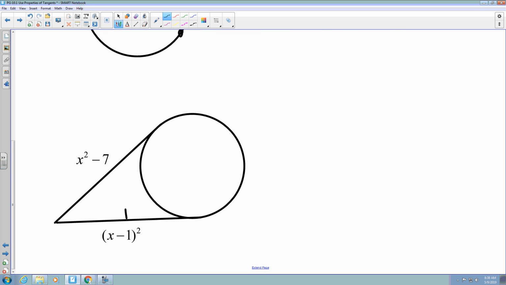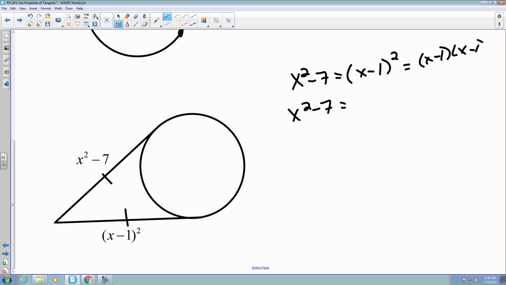Looking at this one, same thing. Congruent. So I can say that x squared minus 7 is going to be equal to x minus 1 quantity squared. So x squared minus 7, can't do anything else with that, but this, remember, is x minus 1 times the quantity of x minus 1. We have to FOIL it out, so when we FOIL it out, I get x squared minus 2x plus 1.